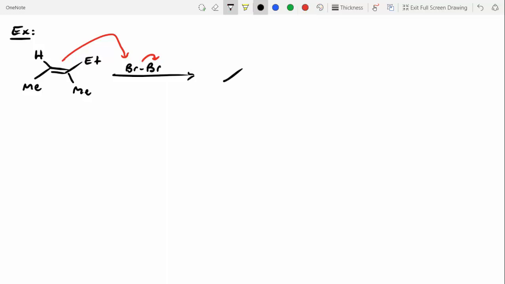So now when we do this, let me clean this up a little. We're going to get a new bromonium. And in this case, our methyl groups are going to be on the same side because they were originally on the same side of the alkene. So I'm going to draw those both with wedges. And then our ethyl group over here is going to be in the back, and our hydrogen is also going to be in the back. So we've got our bromonium ion.